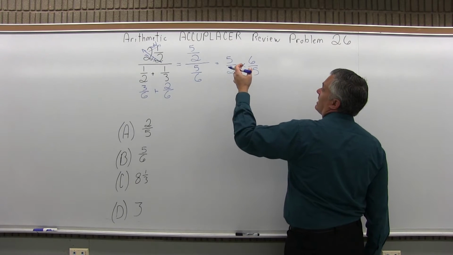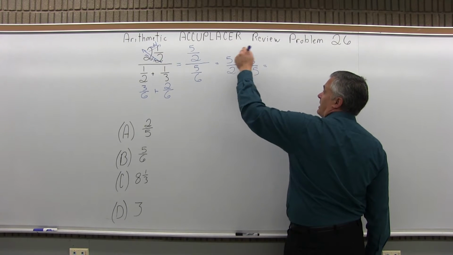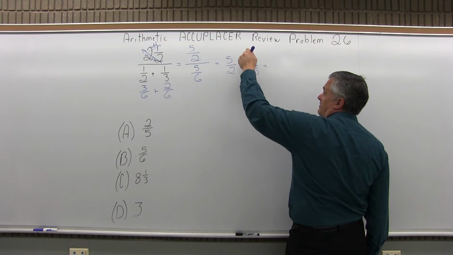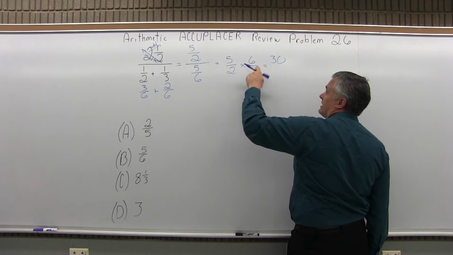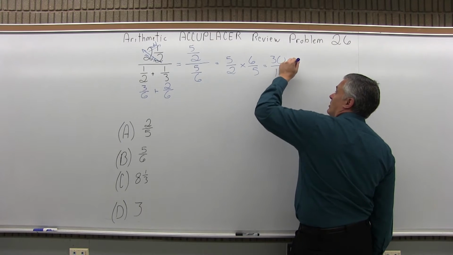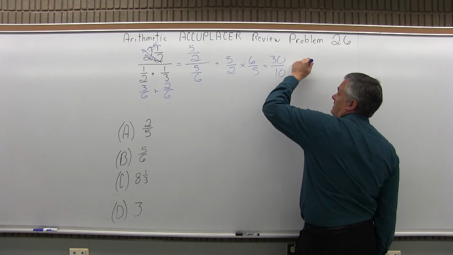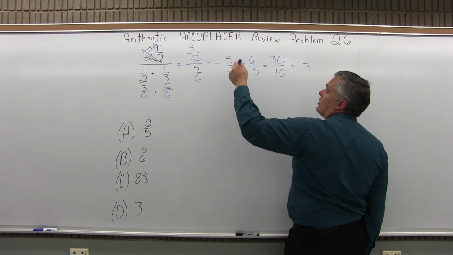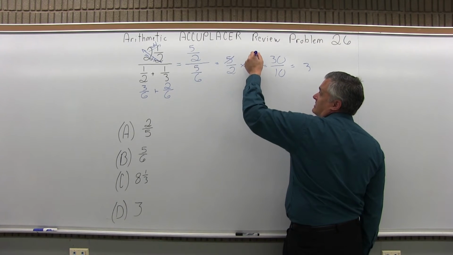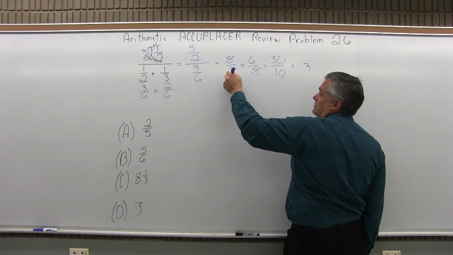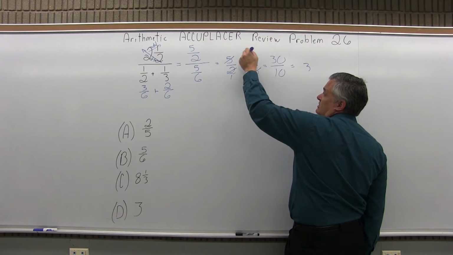So now if you want, you can multiply top times top, bottom times bottom, and reduce. Top times top, 5 times 6 is 30. Bottom times bottom, 2 times 5 is 10. 30 over 10 will reduce to 3. 10 goes into 30 3 times. Or what we could have done is 5 on the top, 5 on the bottom, cancel them. Then 6 on the top and 2 on the bottom. 2 goes into 2 once, 2 goes into 6 3 times.